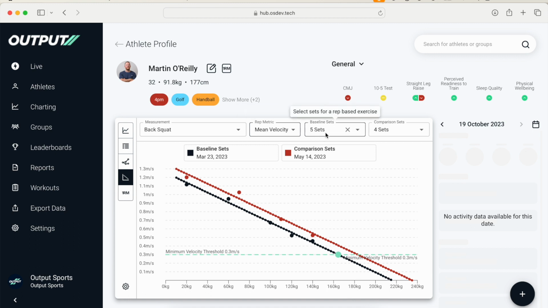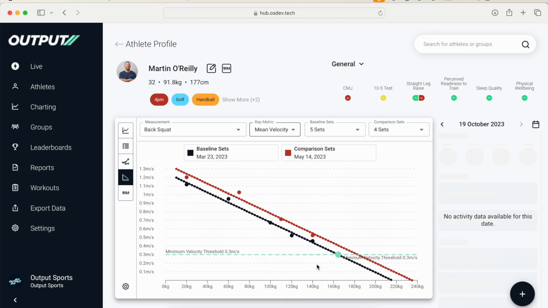Pick your baseline sets, so probably from the start or beginning of a training cycle, and your comparison sets, so whenever you want to compare against. For Martin, we've just picked a couple of sets from two different dates, one at the start of his training program and then one at the end of it. And we're going to look at the comparison between the two and see how he's progressed.